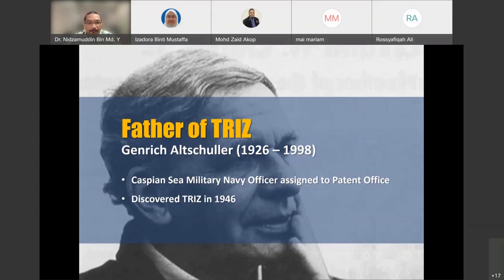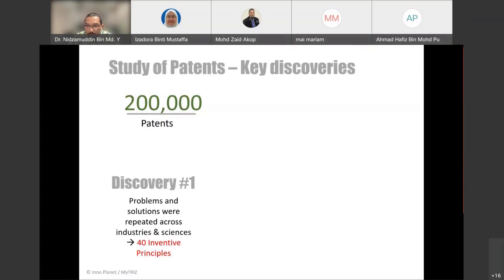The father of TRIZ is Genrich Altschuller. He was a Caspian Sea military navy officer assigned to a patent office. He discovered TRIZ in 1946 when he was imprisoned during the Stalin regime in Russia. During his time in prison, he obviously had a lot of time on his hands, and he basically studied a lot of patents. From there, he developed the TRIZ method. The patents that he studied numbered around 200,000.